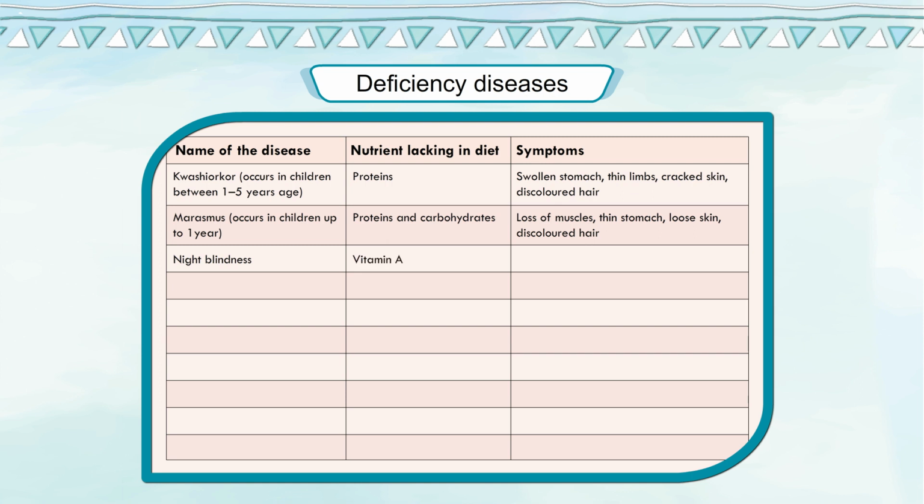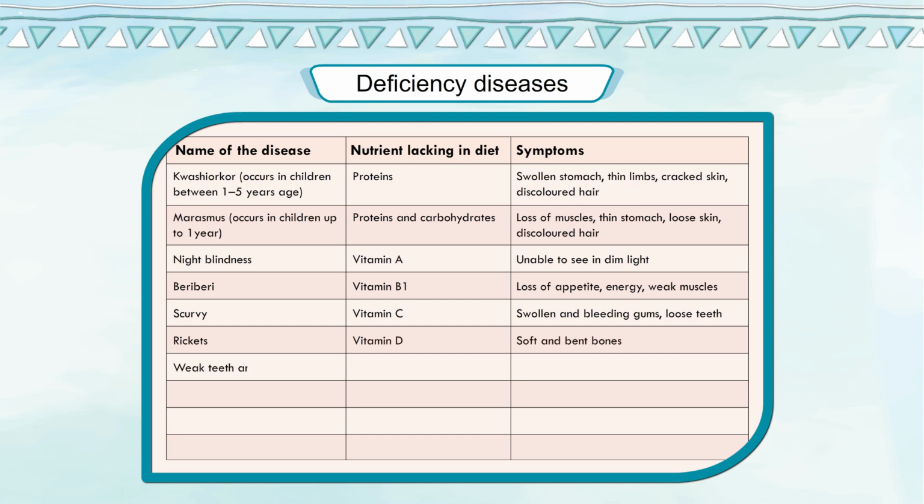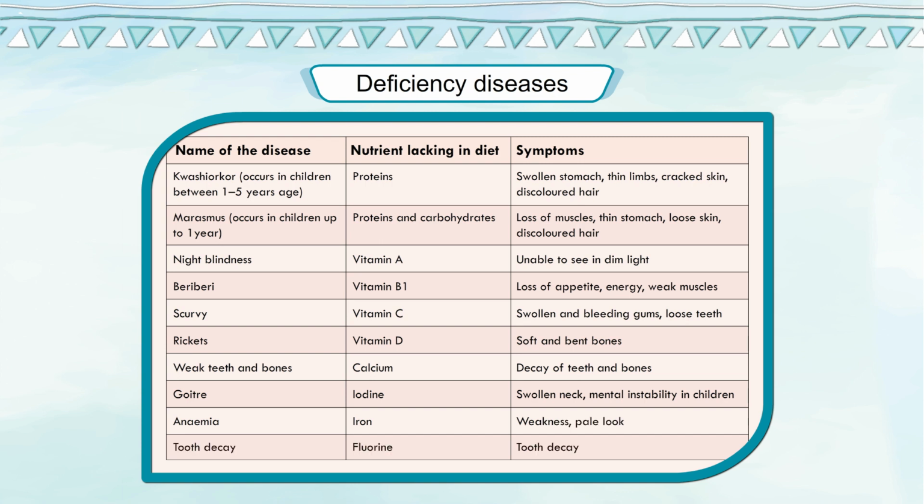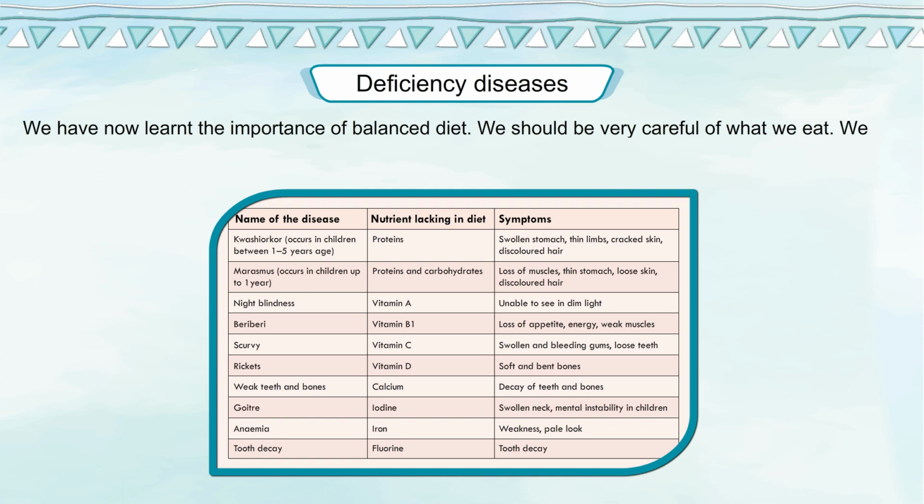Night blindness, vitamin A. Unable to see in dim light. Beriberi, vitamin B1. Loss of appetite, energy, weak muscles. Scurvy, vitamin C. Swollen and bleeding gums, loose teeth. Rickets, vitamin D. Soft and bent bones, weak teeth and bones. Calcium: decay of teeth and bones. Goiter, iodine. Swollen neck, mental instability in children. Anemia, iron. Weakness, pale look. Tooth decay, fluorine. Tooth decay.